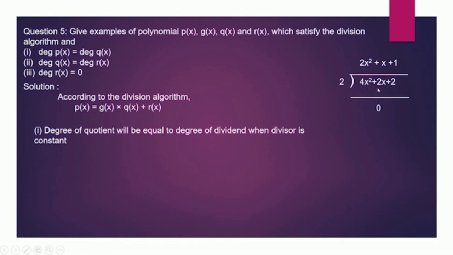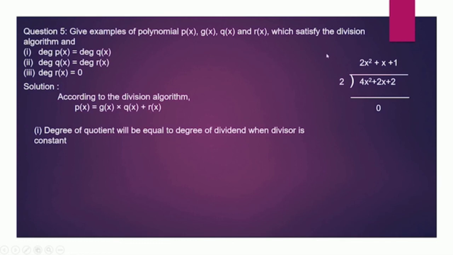We have 4x square plus 2x plus 2 whole divided by 2. We will get the quotient as 2x square plus x plus 1 and remainder as 0. Now they have asked us to get the degree of p of x equal to degree of q of x. Here this is p of x and this is q of x, that is quotient. Degree of p of x is 2, they have given x square here. Degree of p of x we have got as 2, and degree of q of x also we have got as 2. Okay, therefore this example suits the first problem.